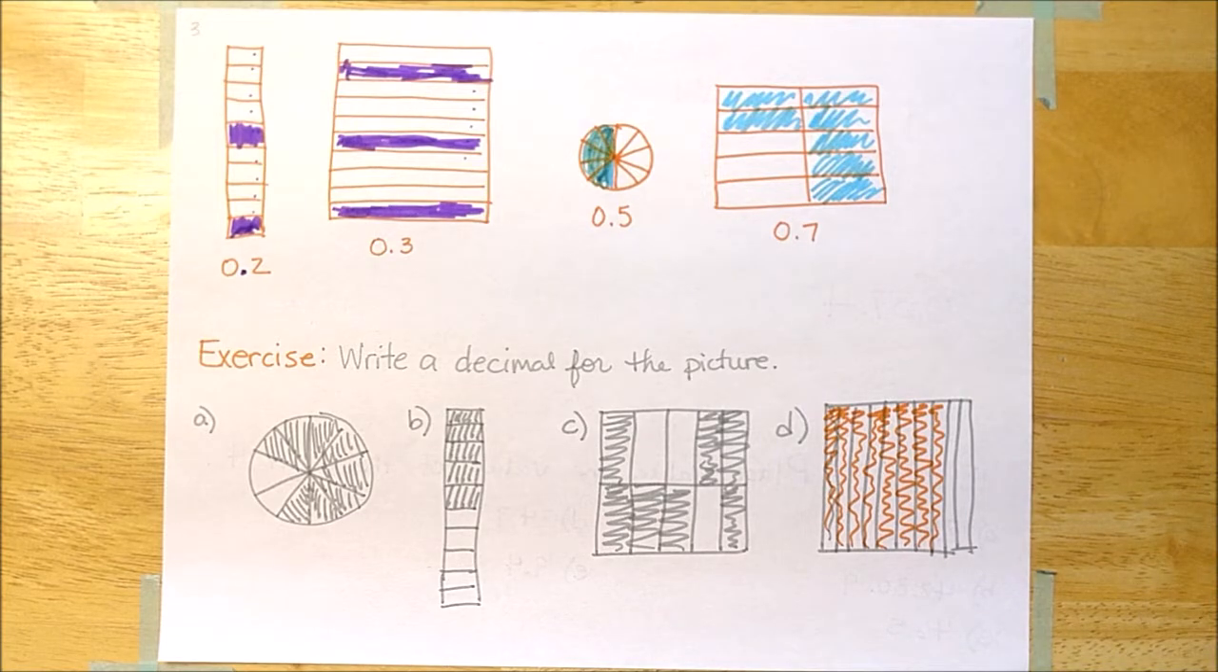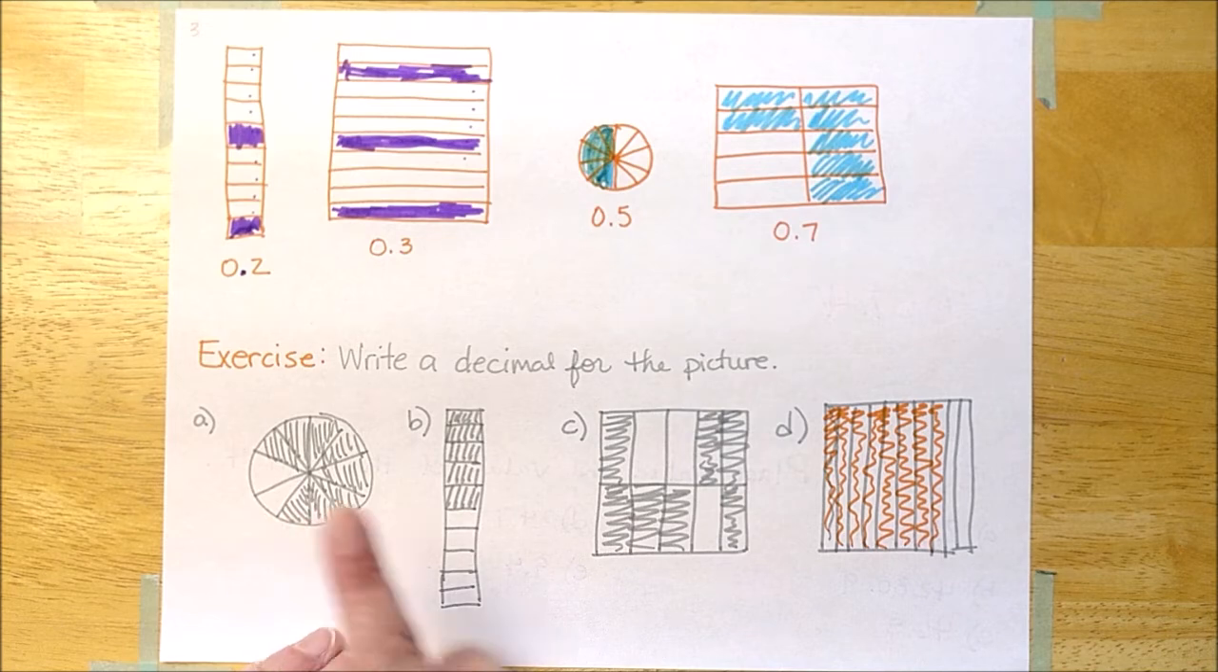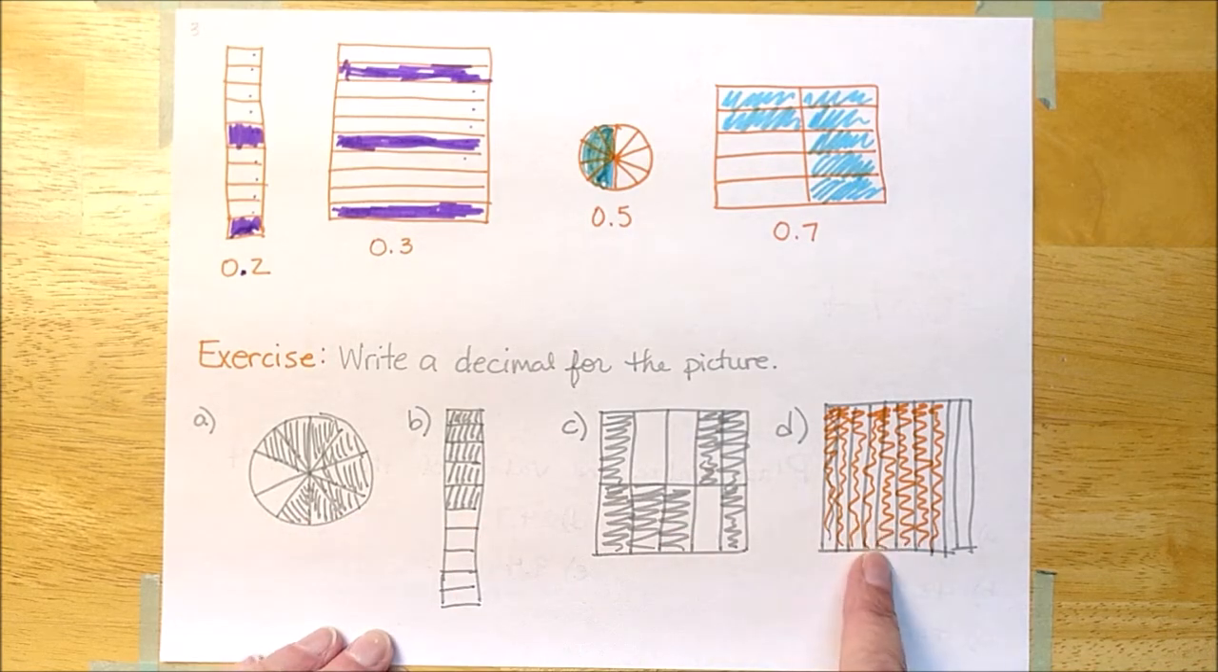So now in a second you're going to pause and see if you can figure out what the decimal is for the pictures. So you're going to figure out what's the decimal for this one, this one, this one, and this one. So pause and come back in a second.